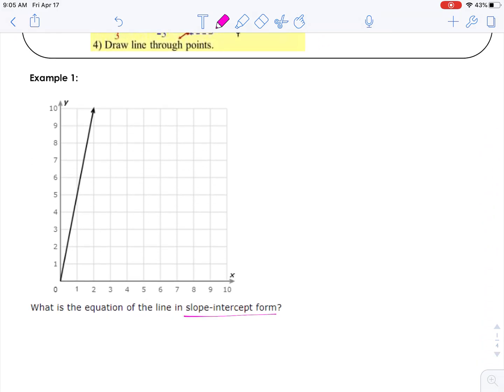In order to write the equation in slope intercept form, there's two things we need to know. Our answer is going to be in the y equals mx plus b form. So it's going to be helpful for us to find the y-intercept and the slope for each of our problems before we write our equation. Now, where it intersects the y-axis is your y-intercept. So here our y-intercept is 0.